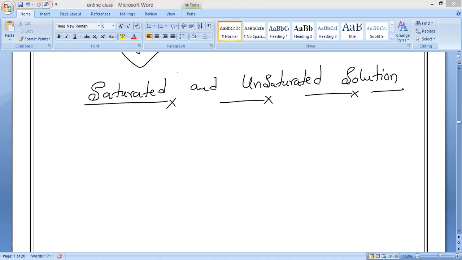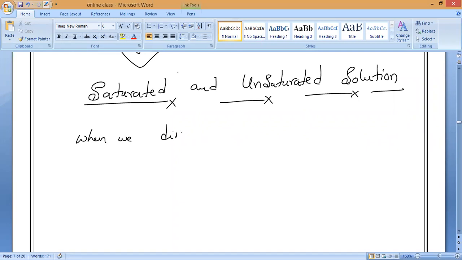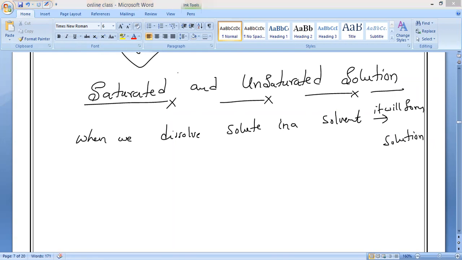So observe very carefully. When we dissolve a solute in a solvent, what will form? Solution. Please respond, guys. It will form solution. So we all know that. Now it is this solution that I am calling saturated and unsaturated solution.